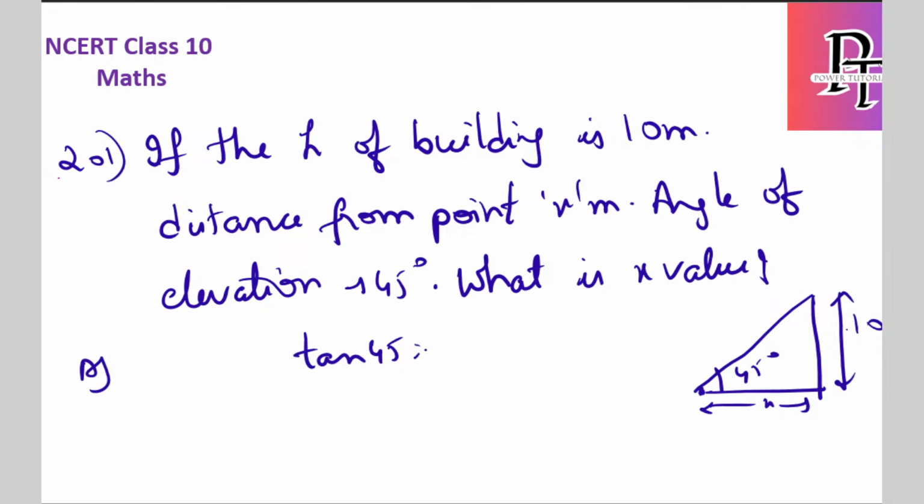Tan 45 is equal to opposite, which I have mentioned as 10, by x. So x becomes, tan 45 is already 1, so simply x is also 10 meters. Okay, so the distance between the point and the building is 10 meters. Let's go to the next one.